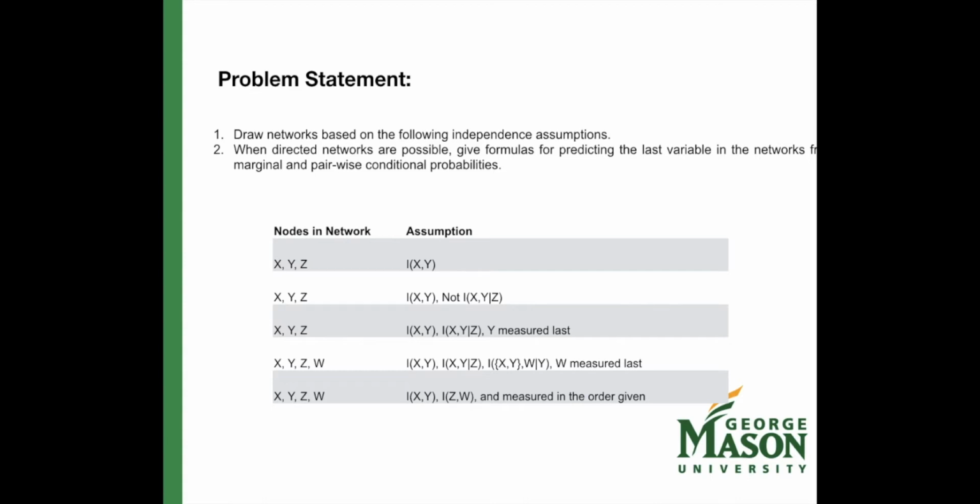Given the nodes in the network and the assumptions of independence, we need to draw the directed acyclic graph, which is also called DAG. It is also required to predict the last variable in networks from marginal and pairwise conditional probabilities. There are 5 conditions given as shown in the table.